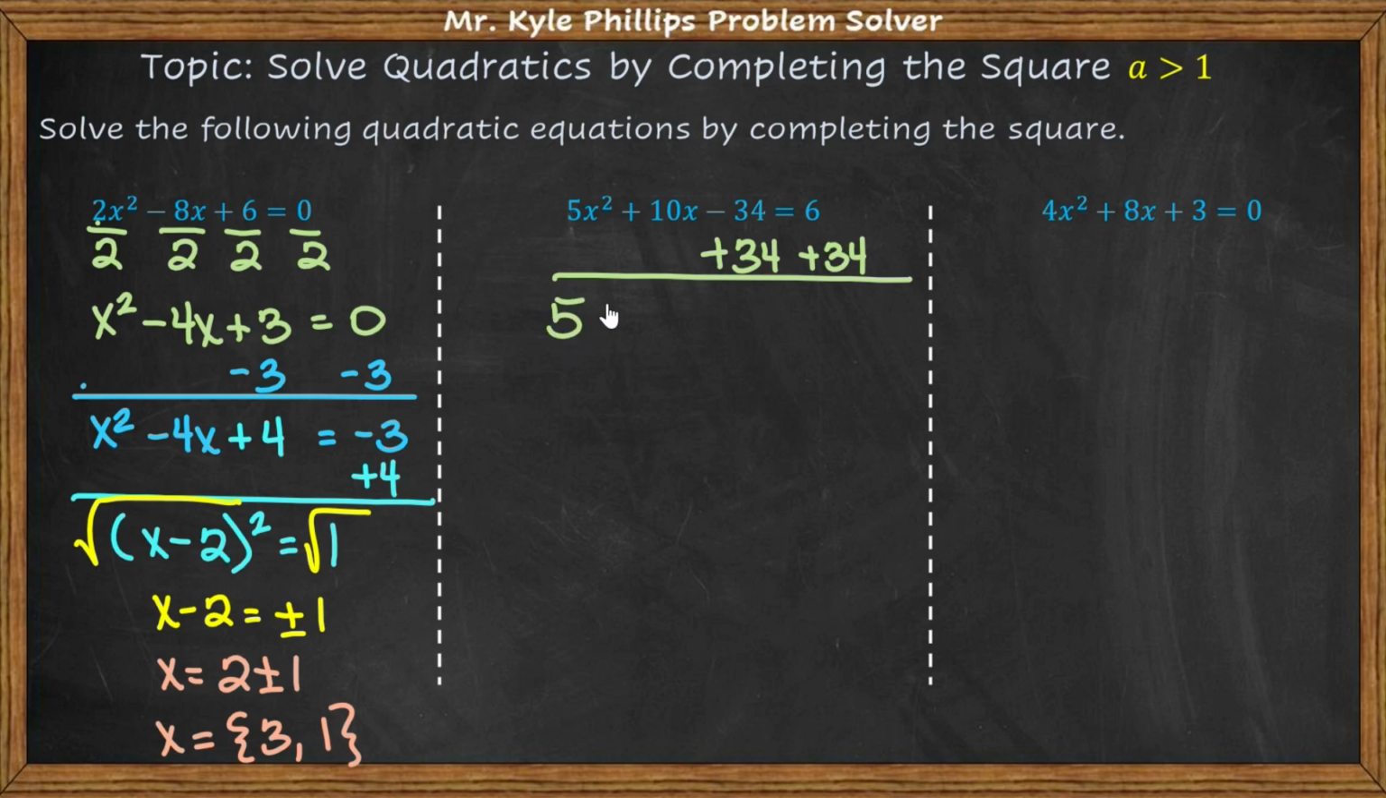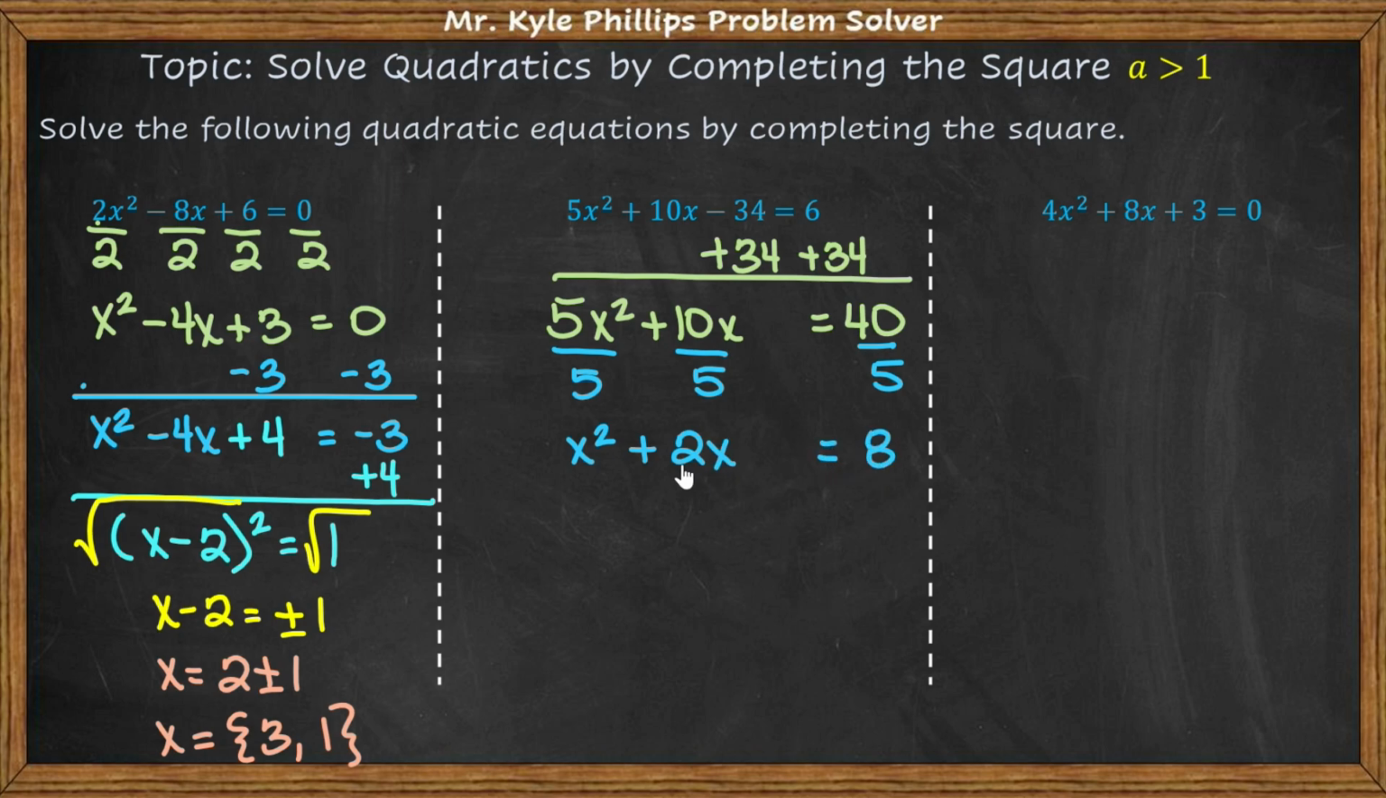So here we have 5x squared plus 10x equals 40. And now I can divide by 5 and it won't really be a problem. So I'm going to go through on every term and divide by 5. And now I have x squared plus 2x. This is going to equal 8. Now here I can take 2, cut it in half and square it, and that's going to give me 1. And I'm going to add 1 to both sides.